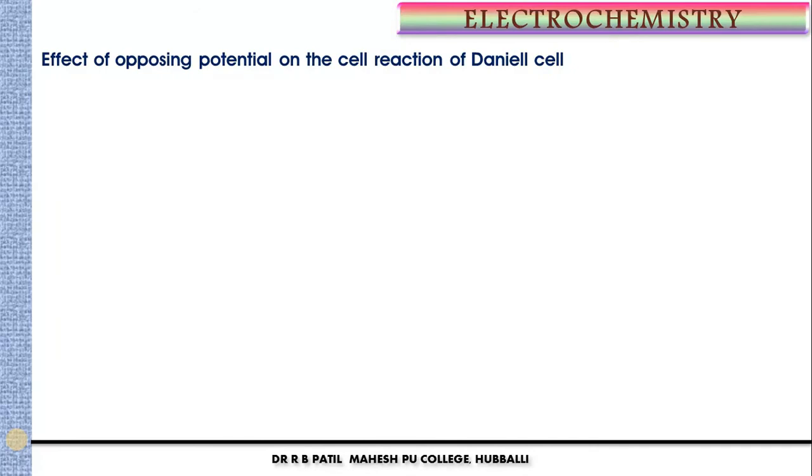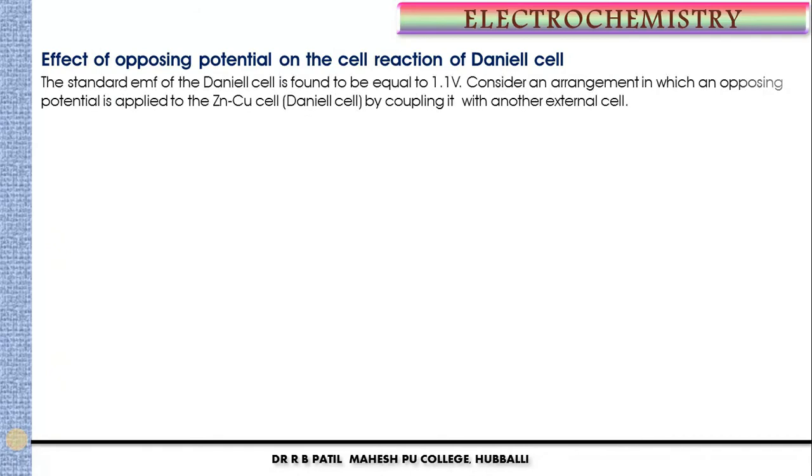Effect of opposing potential on Daniell cell. We know that the maximum voltage that we get in a Daniell cell when we use 1 molar zinc sulfate and 1 molar copper sulfate solution is equal to 1.1 volt. Now let us consider an external arrangement in which we connect an external battery to the Daniell cell and apply voltage. When opposing potential is less than 1.1 volt, let us see what happens.